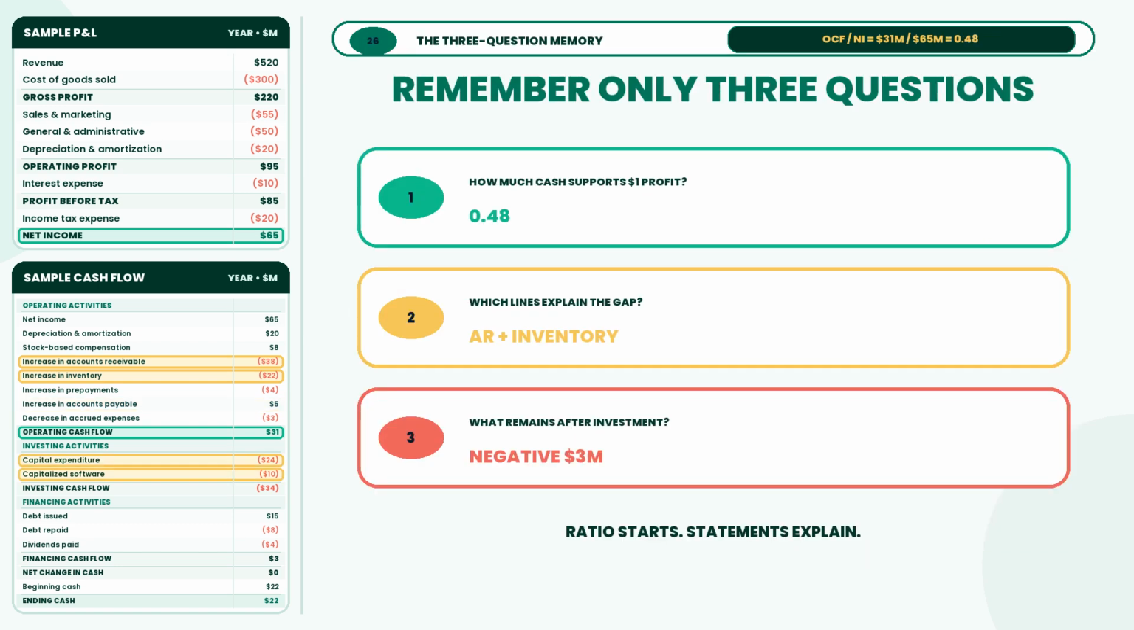Remember 3 questions. How much operating cash supports each dollar of profit? Which exact statement lines explain the difference? And how much cash remains after necessary investment? The ratio starts the analysis. The 2 financial statements provide the answer.